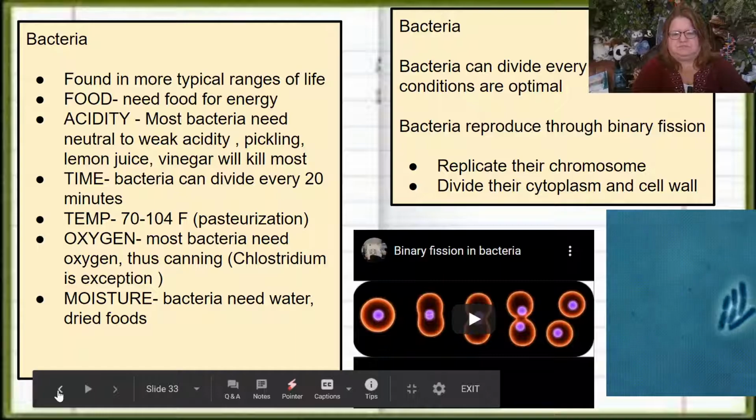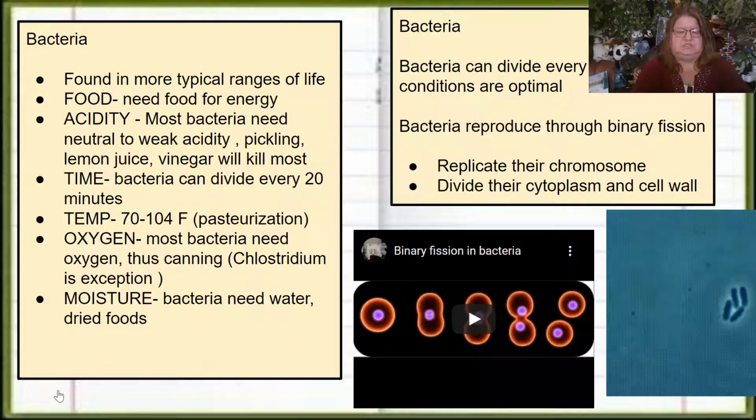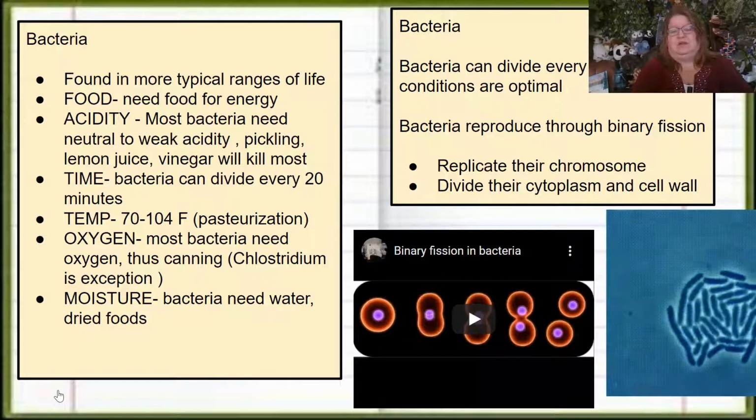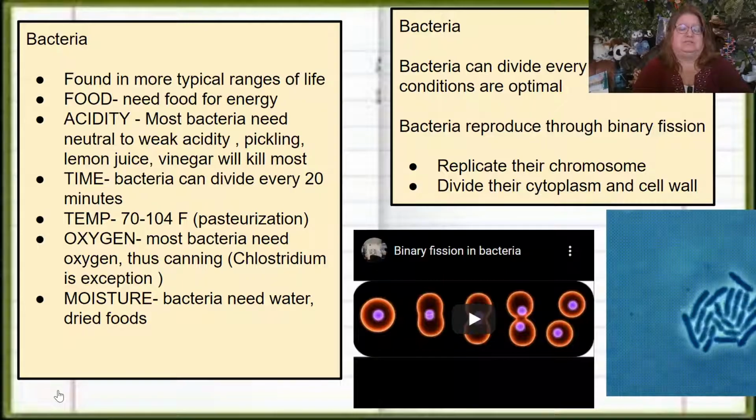And a lot of bacteria need oxygen, and therefore, when we can foods, we're removing the oxygen. We need a vacuum seal for canning. Again, before refrigeration and freezing, that's where we preserved a lot of vegetables.